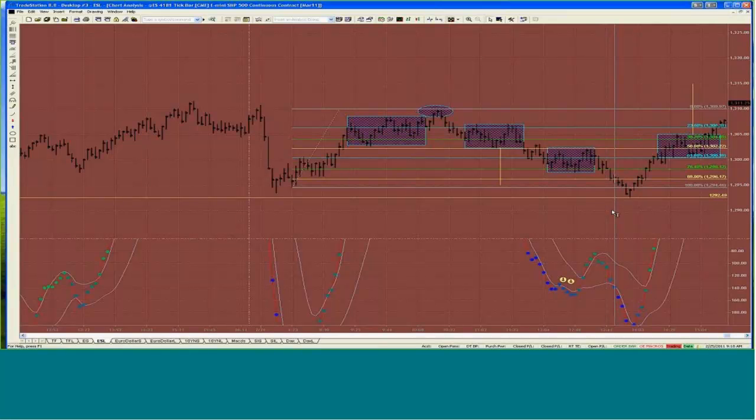The point I want to make is that by the time I hit here and hit here, is it going to be now a double bottom? This doesn't look like a double bottom.